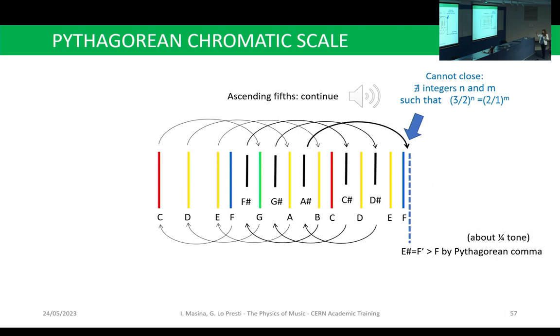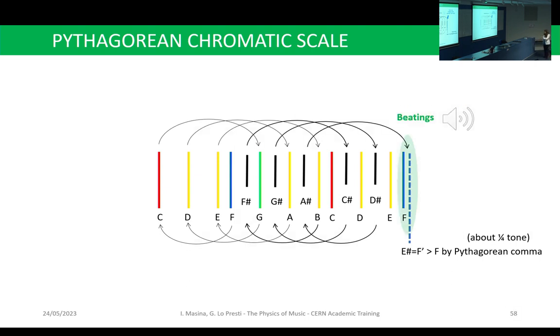By the way, of course, they cannot close because of a mathematical fact: there are no n and m which can satisfy the property that (3/2)^n equals 2^m. Okay, but I was saying, let's listen to the beats between F prime and F. So the conclusion is, we don't use F prime, forget about it.